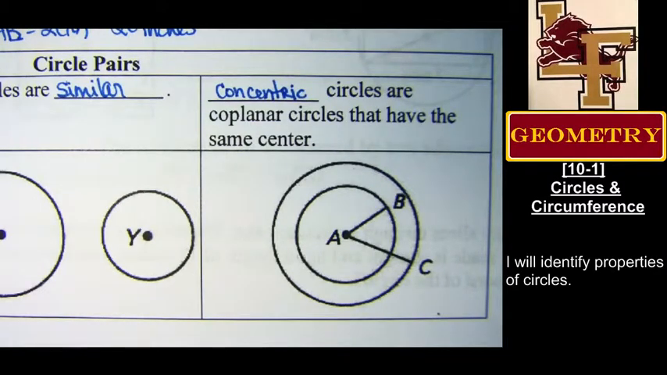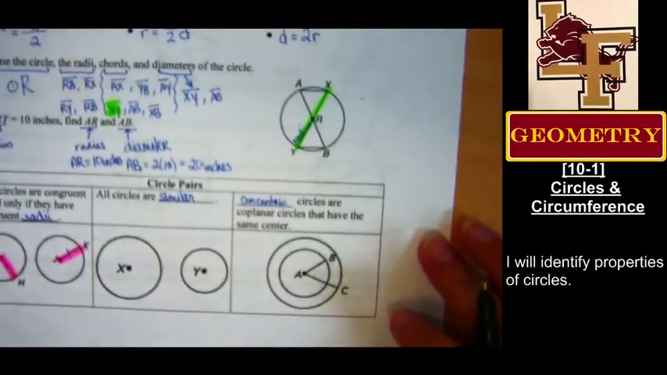Concentric circles are circles that are different sizes, but the centers are all in the same location. That's the bullseye of your target. Okay? When you're ready, join me on the next page.